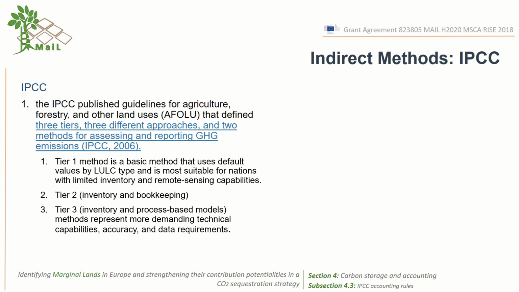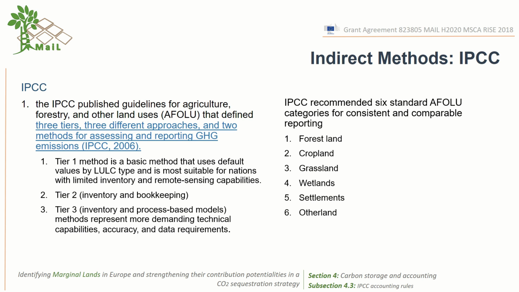IPCC recommended 6 standard AFOLU categories for consistent and comparable reporting. These are forest land, cropland, grassland, wetlands, settlements, and other land. These categories are important to memorize since they will appear in the following sections.